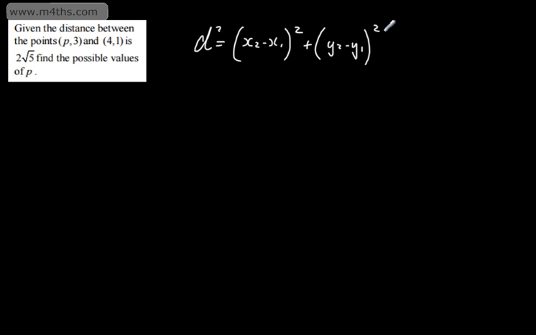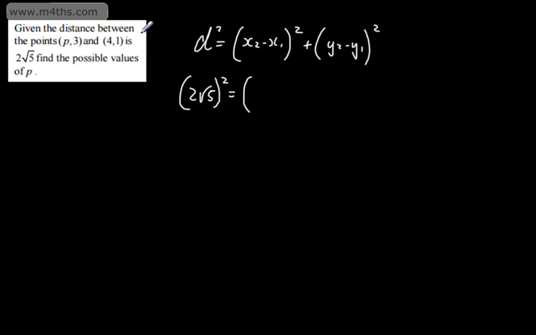If you don't like memorising that formula, don't. Just think of the distance between the x's, the distance between the y's, and that's nice and straightforward. So let's go ahead and work this out. This time we're given the distance and we're simply going to substitute that into the left hand side of this equation. So we've got 2 root 5, which we're going to square, and that's going to be equal to the change in the x coordinates.